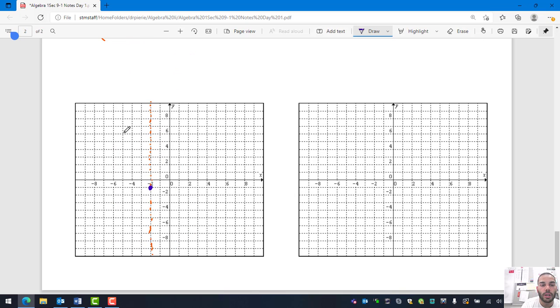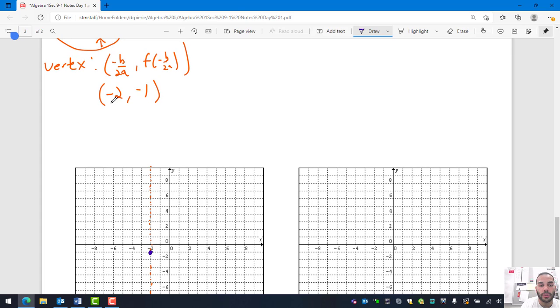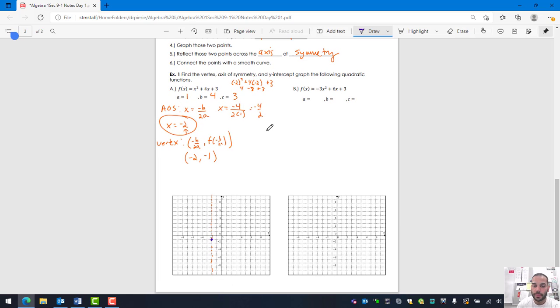I already plugged in -2 into this equation. To get my second point, I'm going to plug in the first point to the right, which would be right here. What is this x value right here? I'm going to plug in -1. So I zoom out a little bit. Let's plug in -1 into this equation. Graph and calculator can be super handy here.